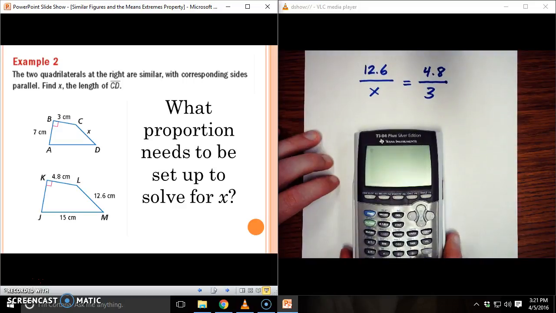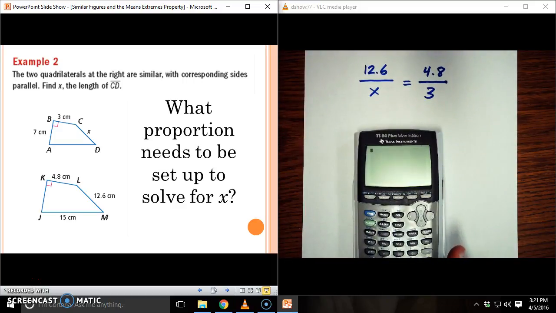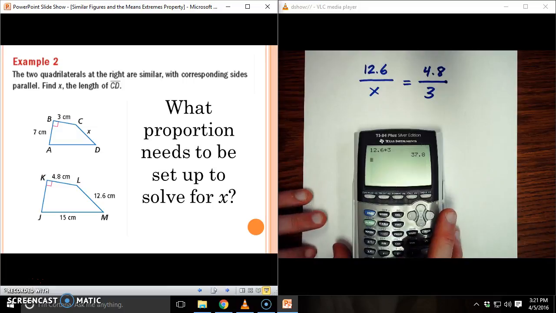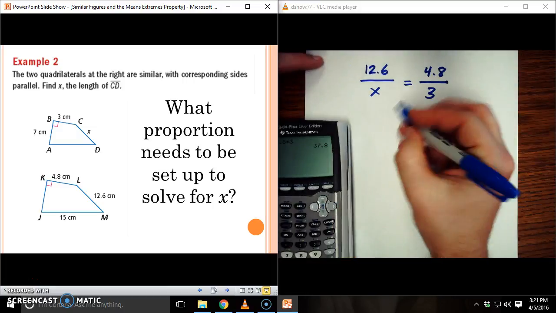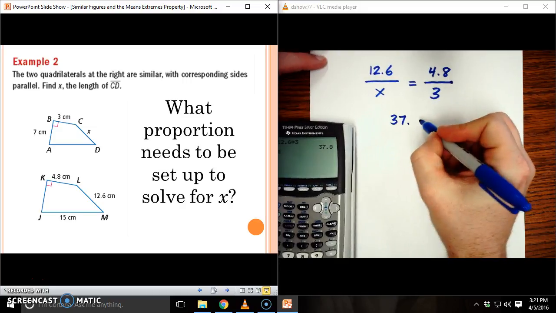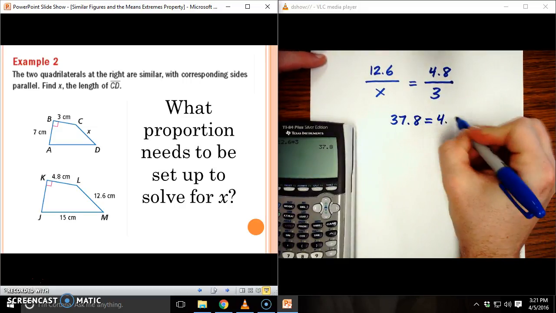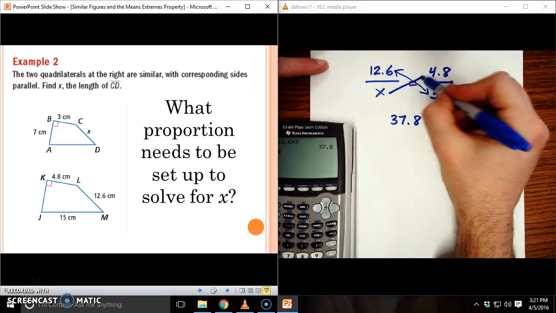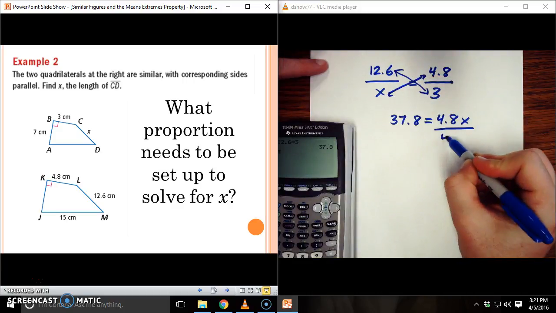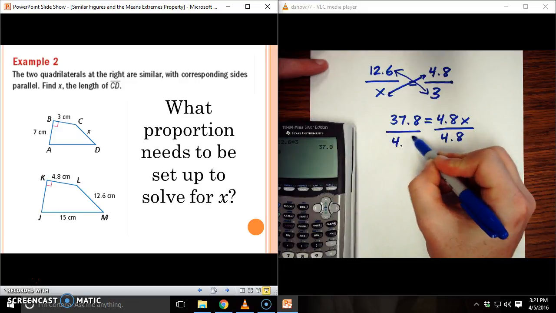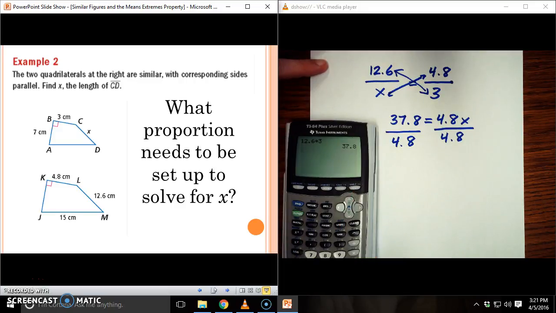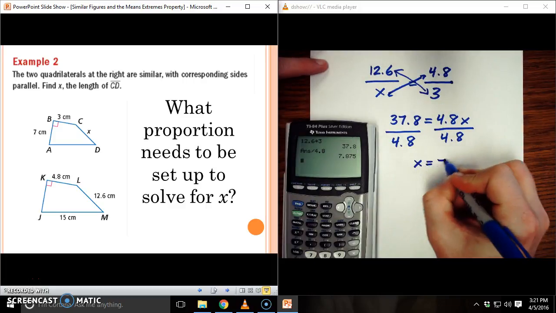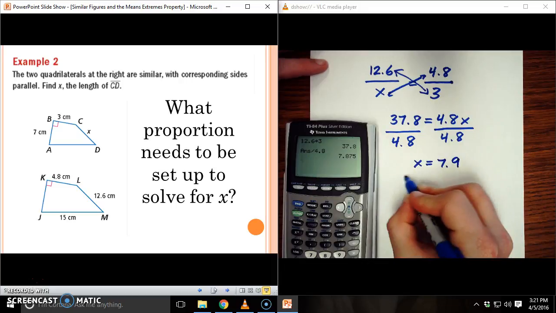Use my calculator here to figure out the product of the extremes and the product of the means, which is 4.8x. But 12.6 times 3 is about 37.8. Not about, it is 37.8. So 37.8 equals 4.8x. Right, I cross multiply here. Divide by 4.8, and x equals 7.9.